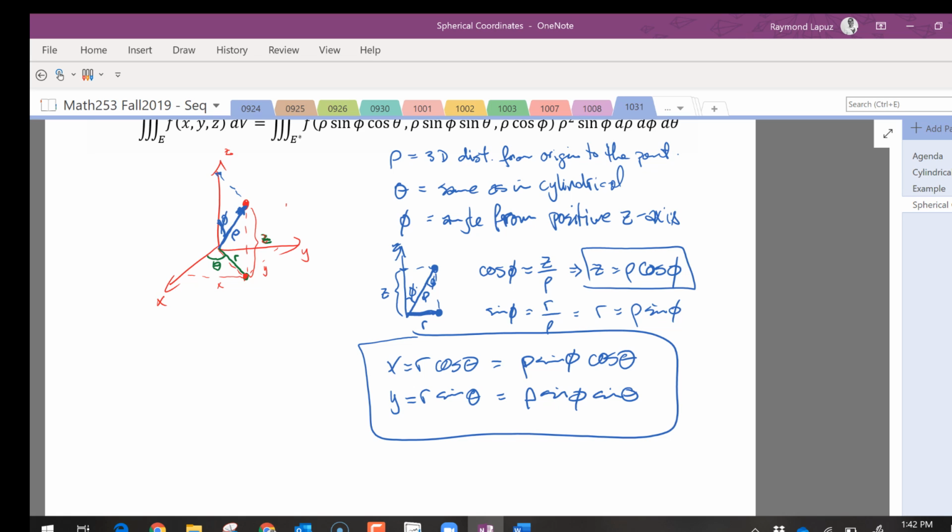So how do you remember this? I just remember that the y is a sine in sine. That's all I remember. Oh, and I remember that z is a cosine phi. So from that you can work it out. So find a way to memorize it, because you might not have notes on the test.